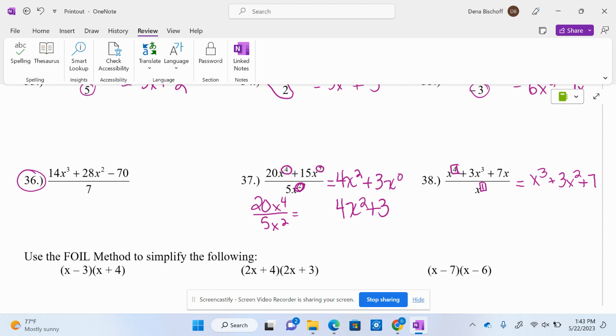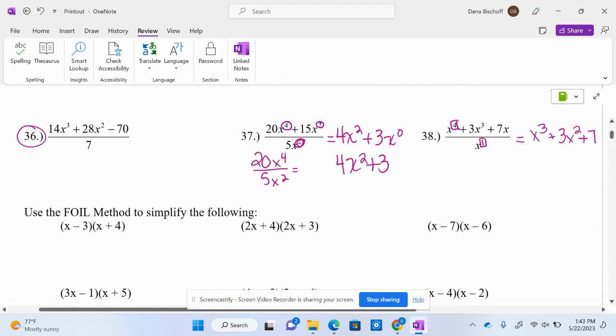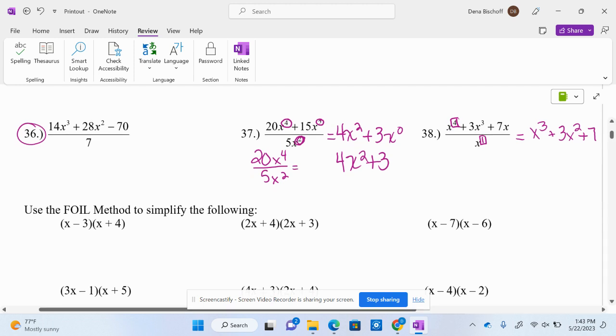I know that everybody knows how to do it, but what's the purpose of saying FOIL if you don't even know what the heck that means? Then why don't we just say double distribute? I mean, yeah, they do. You're exactly 100% correct. What does FOIL stand for?